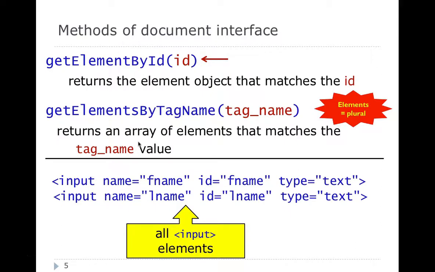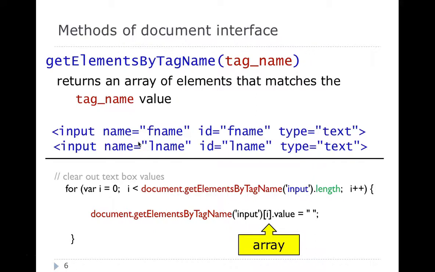We already know the getElementById method for the document interface, and last week we began to learn about getElementsByTagName. This is just a review of that. Be careful, because elements always need to have that S, because it will be plural. This returns an array of elements that matches the tag name value. So if I were to get elements by tag name input, I would get all input tags.